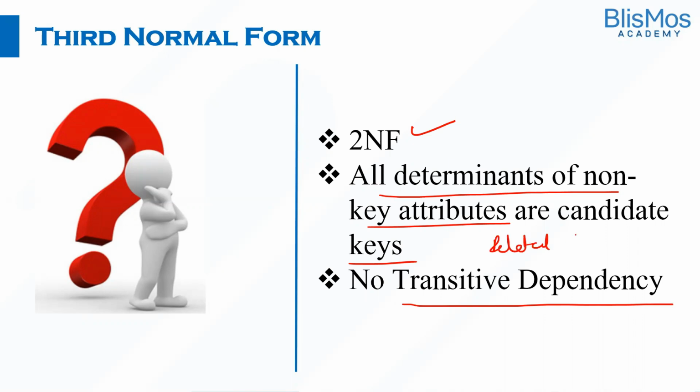So just to summarize, any relation to be in a third normal form, first and foremost thing, it should be in a second normal form. All determinants of non-key attributes are candidate keys, and there should not be any transitive dependency. Let us take an example and understand this.